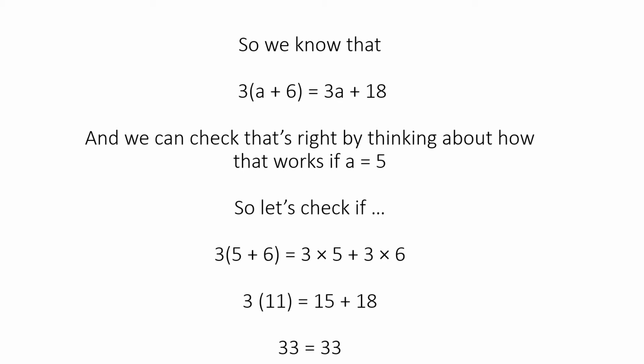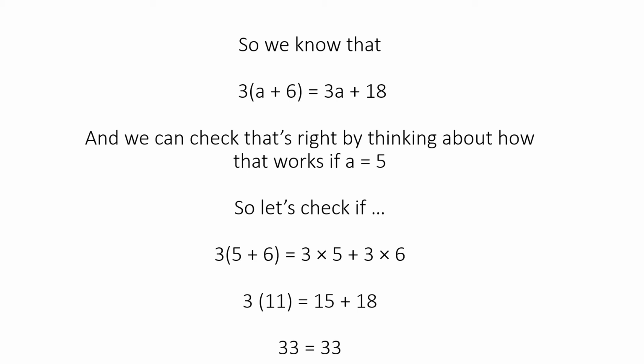All right, so what I'm saying is 3 bracket a plus 6 bracket is the same as 3a plus 18, and we can check that's right by just thinking about an example. So let's just see how that works if a is 5. We can then do it the 2 ways. So let's check if you make all the a's into a 5. You're going to get 3 bracket 5 plus 6 bracket equals 3 times 5 plus 3 times 6.